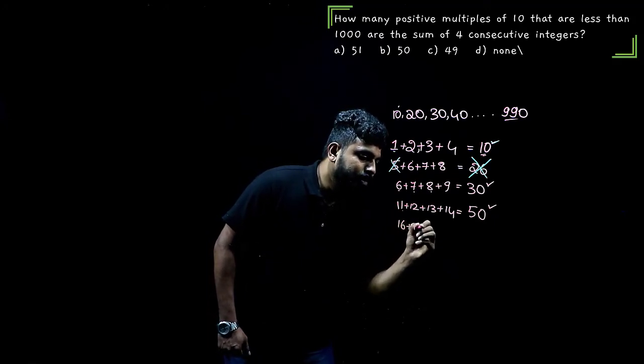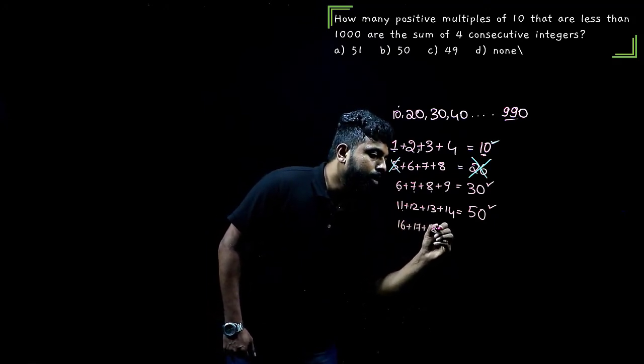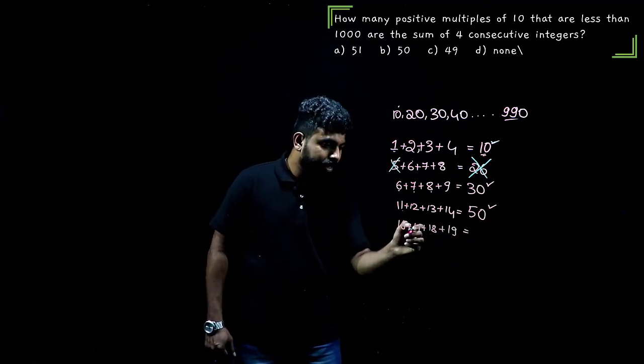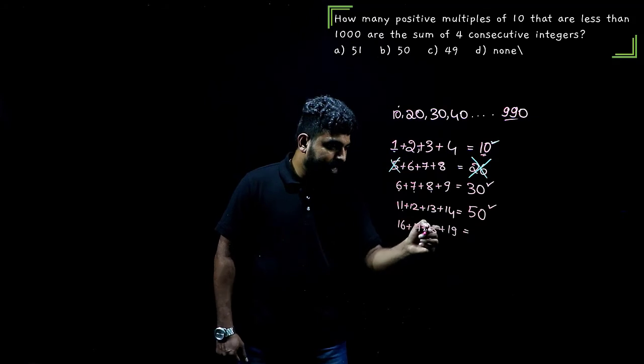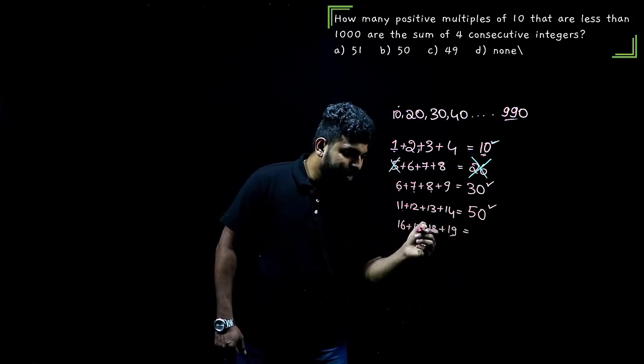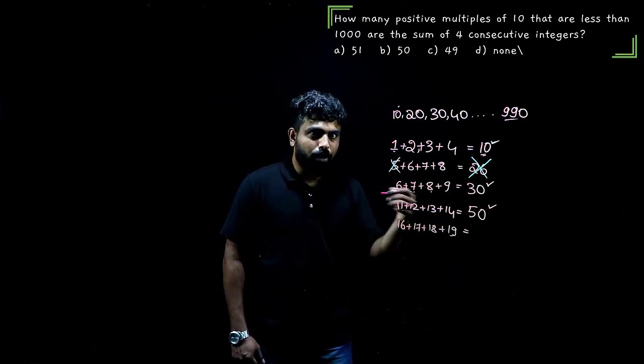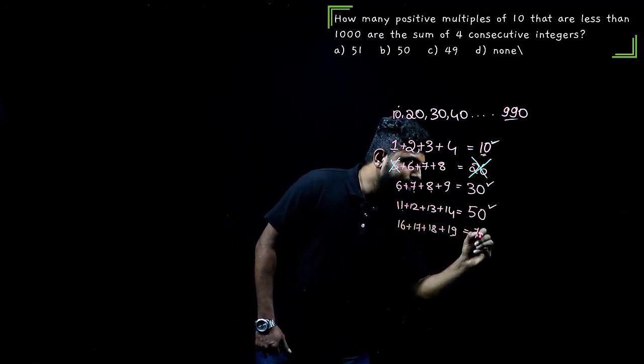16 plus 17 plus 18 plus 19. If I add all this, what do I get? Again, there are 10 4 times. So I'll be getting 40 plus 6 plus 7 plus 8 plus 9, which we've already calculated to be 30. So 40 plus 30 gives me 70.